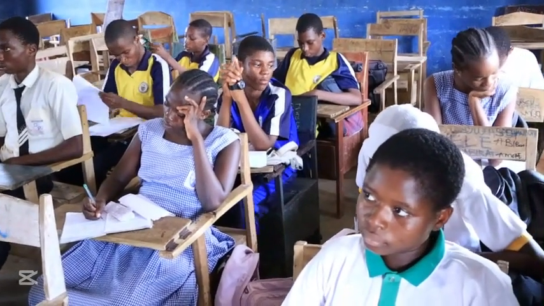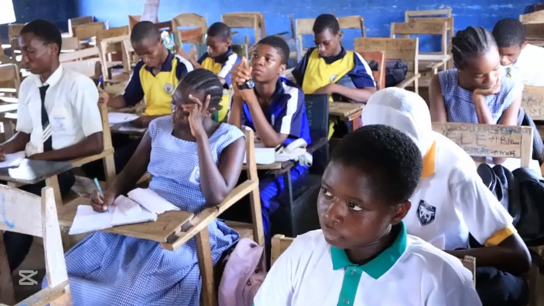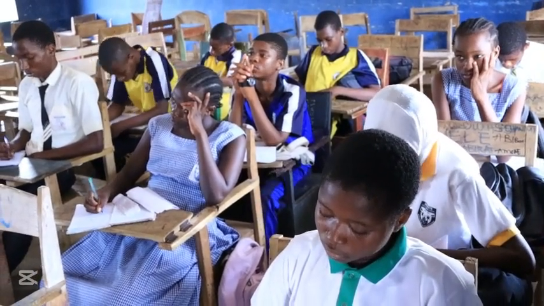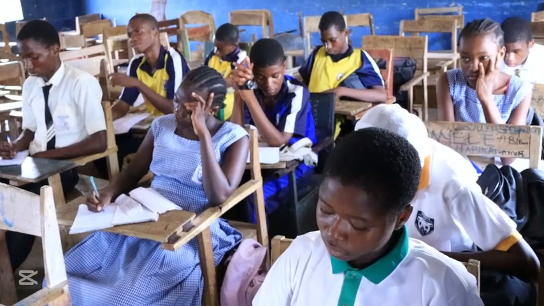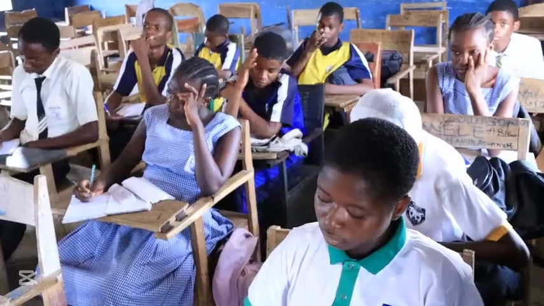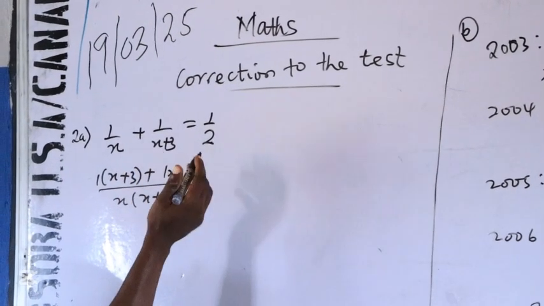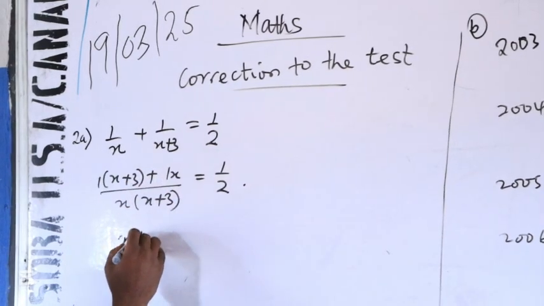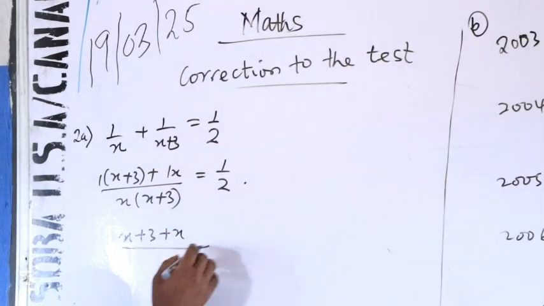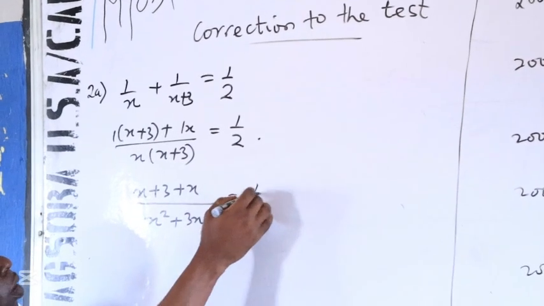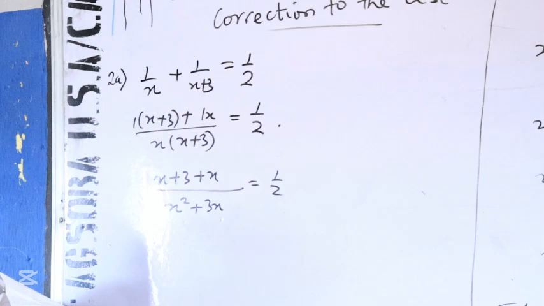Now 2a, if 1 over x plus 1 over x plus 3 is equal to 1 over 2, calculate the values of x. This is an equation. 1 times x, which is 1x, is equal to 1 over 2. You open it, x plus 3 plus x, all over x squared plus 3x is equal to 1 over 2. Then you cross multiply.